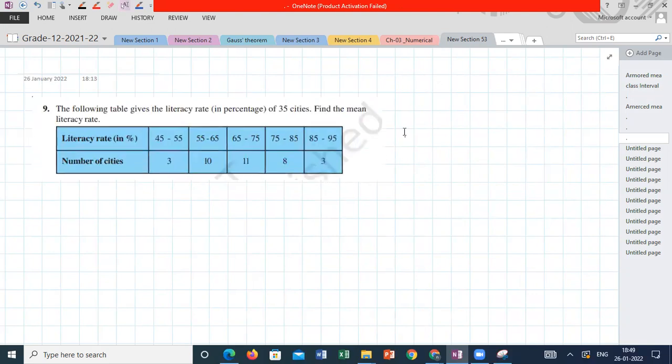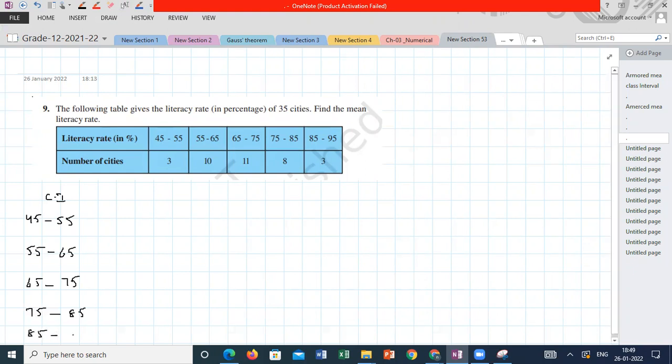Same, I'm doing the direct method here also, because for a few questions you can practice both methods. Class intervals are 45 to 55, 55 to 65, 65 to 75, 75 to 85, 85 to 95. Each and every time increasing by 10. Frequencies are 3, 10, 11, 8, 3.